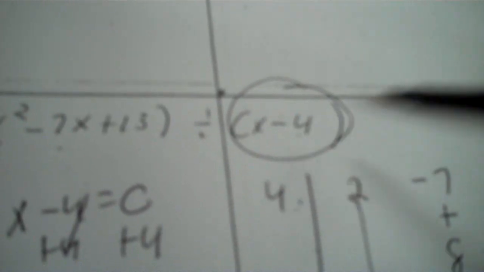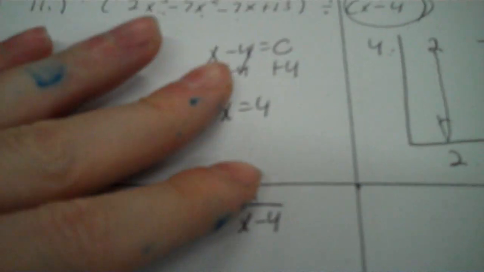Plus 1x minus 3 plus our remainder of 1 over our divisor expression, x minus 4. It's not 1/4, it's over the whole expression. Okay, next one.